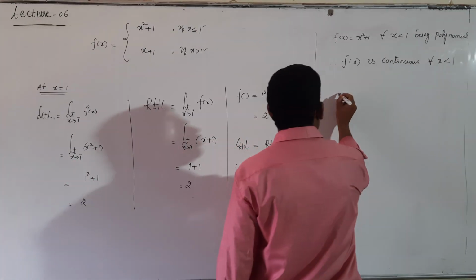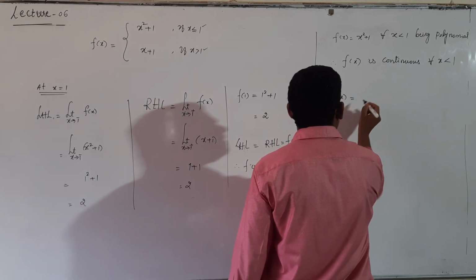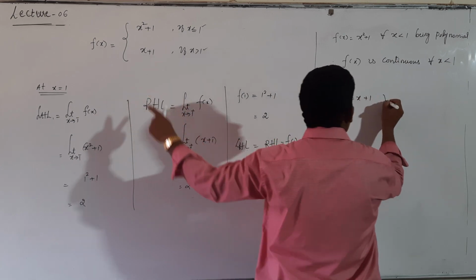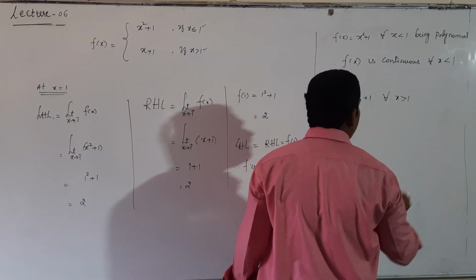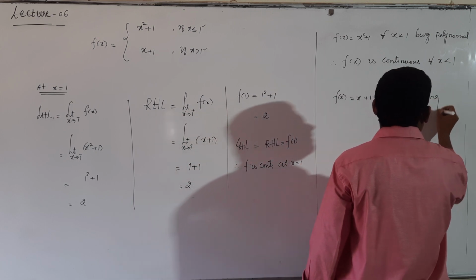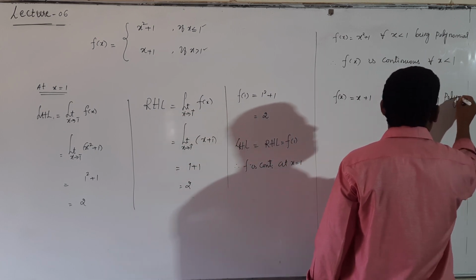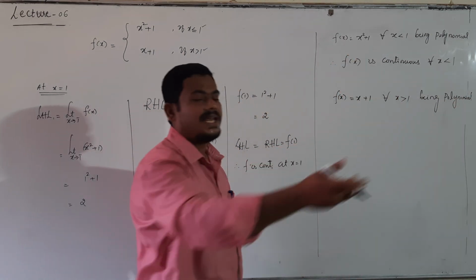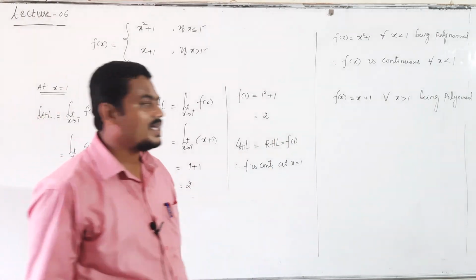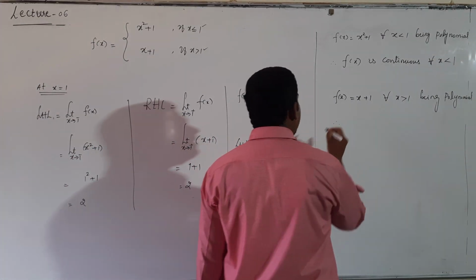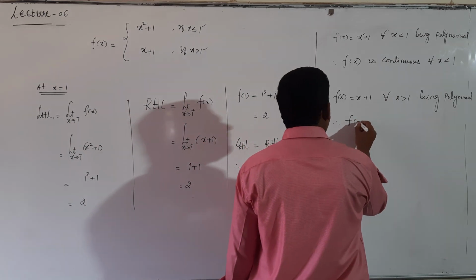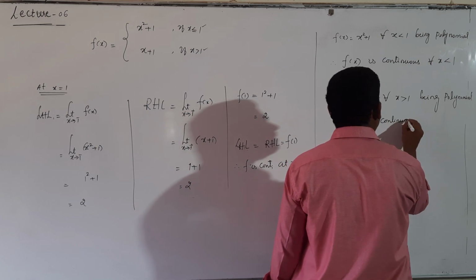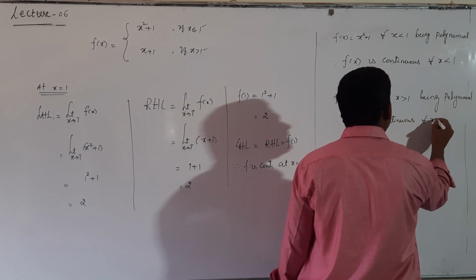Then similarly write one more sentence: f of x equal to x plus 1 for all x value greater than 1, being a polynomial function. Again it is polynomial. Clearly it is polynomial, and we know that every polynomial is continuous everywhere. Therefore f of x is continuous for all x greater than 1.